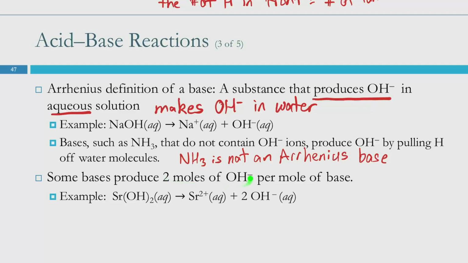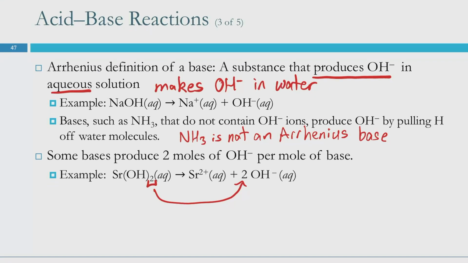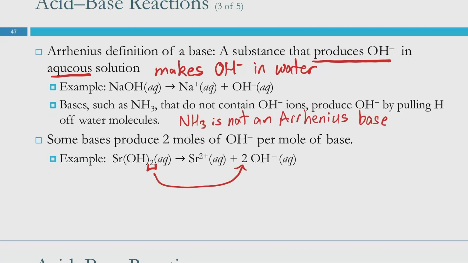Some bases also produce 2 moles of hydroxide per mole of base. For example, things like strontium hydroxide. We've got a little subscript of 2 on our hydroxide, so each of these molecules, each of these formula units can produce 2 hydroxides. You might see that sometimes called dibasic.